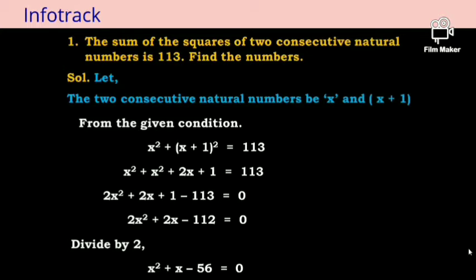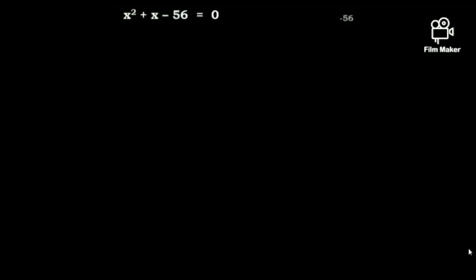Now you can factorize it by splitting the middle term. So here, minus 56, and you can split to get the plus x. Now the suitable factors are 8 and minus 7. The difference of 8 and minus 7 is plus 1, so it is suitable to get the middle term, and multiplying 8 into minus 7 gives minus 56, the last term. So now x square plus 8x minus 7x minus 56 is equal to 0.